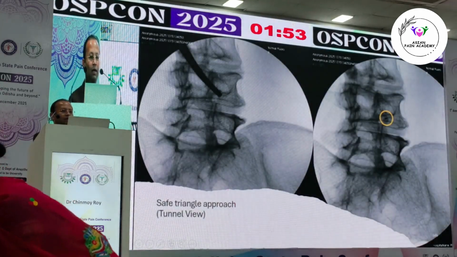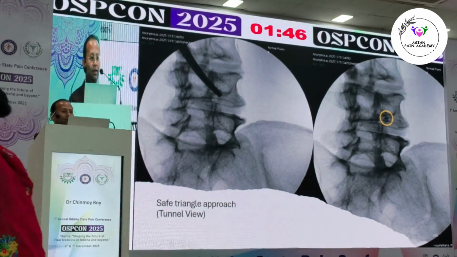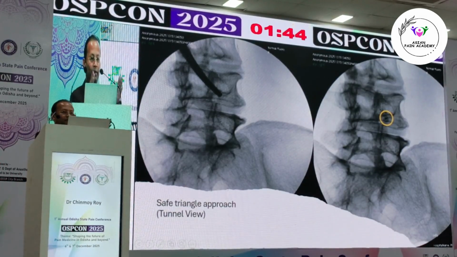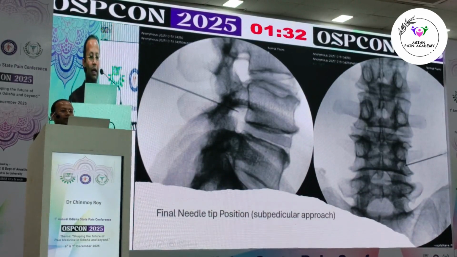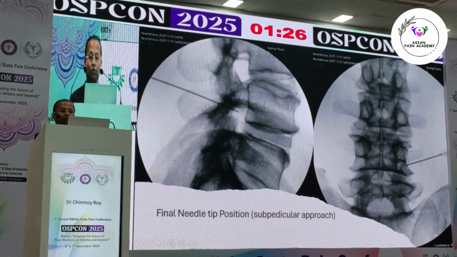Here it is the subpedicular approach, same thing, just under the pedicle. The pedicle starts from this side to this side, so the whole area under the pedicle is the foramen area. Again it is the tunnel view approach, the right side picture. Here again it is the final needle position, but in the upper part of the foramen. So it is the subpedicular approach in lateral view and in AP view. This is the final needle position.